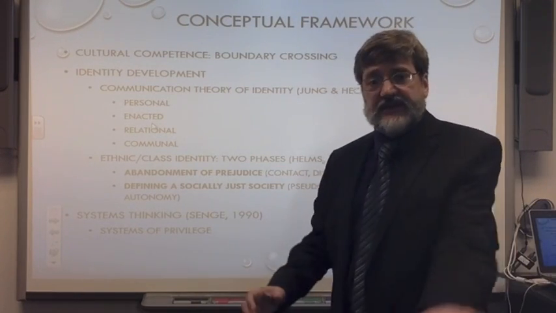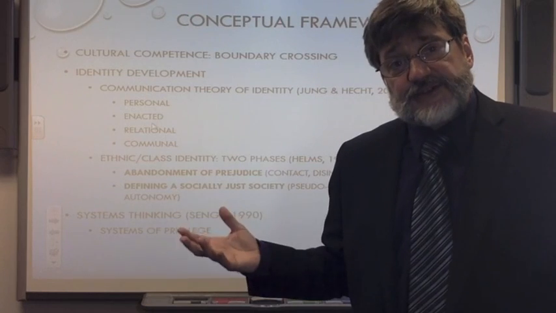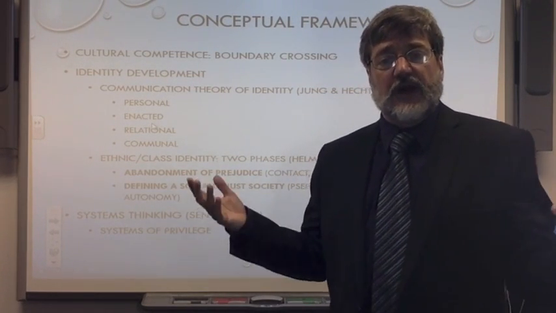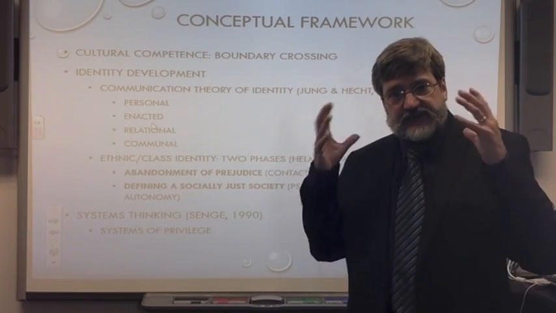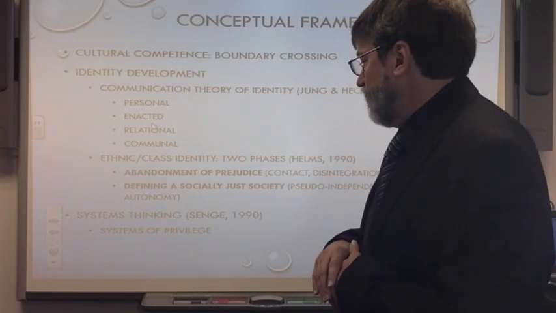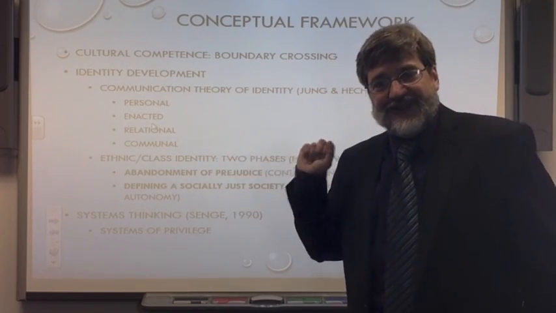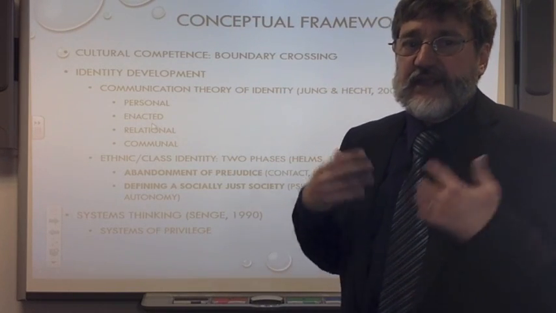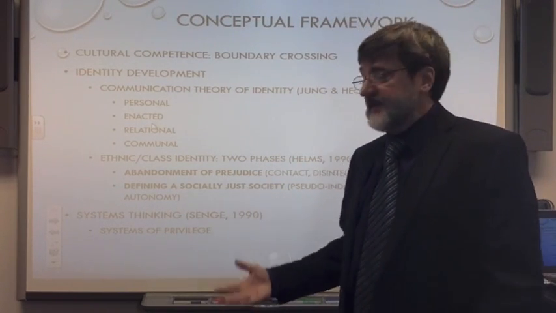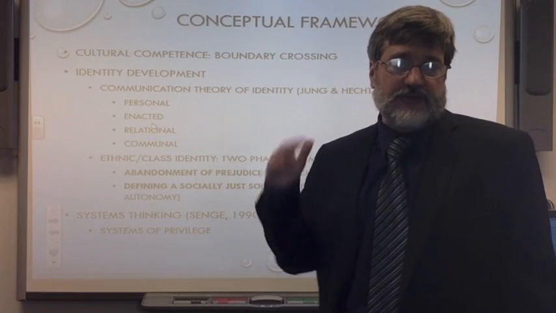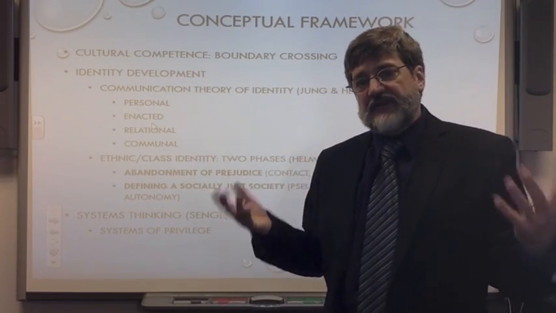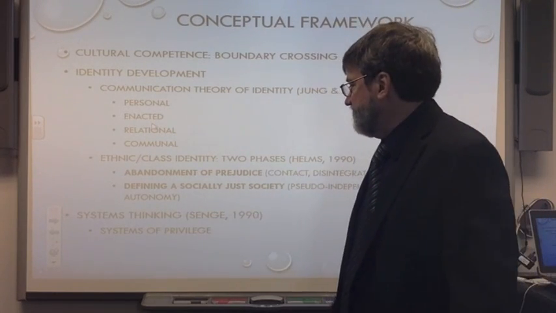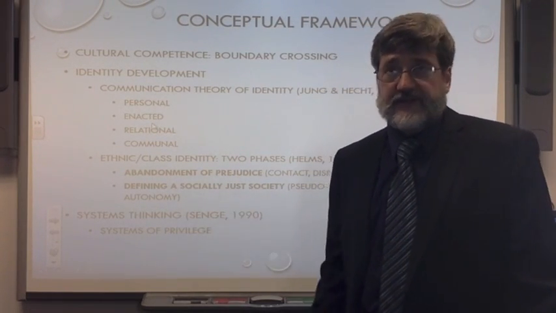The second phase is to then understand the systemic nature of prejudice and marginalization and begin to define a socially just society in their mind, an image of what that is, and work towards that. So those two theories are part of the identity development theory. The last part of our conceptual framework is systems thinking. That is, as teachers move through Helms' two stages, they need to have a systemic perspective on the world. They need to see themselves as part of a system, and in particular to understand systems of privilege.